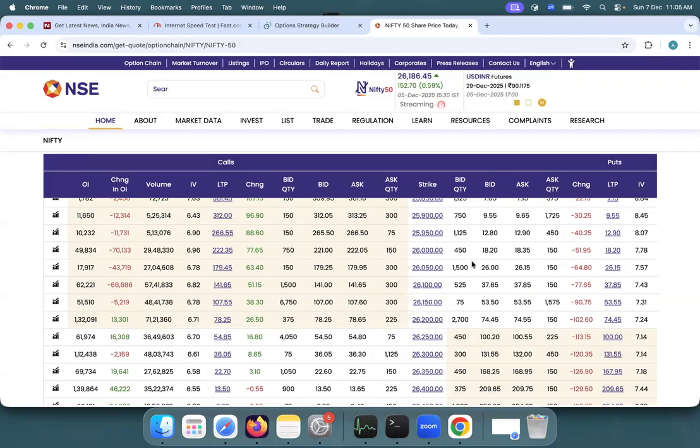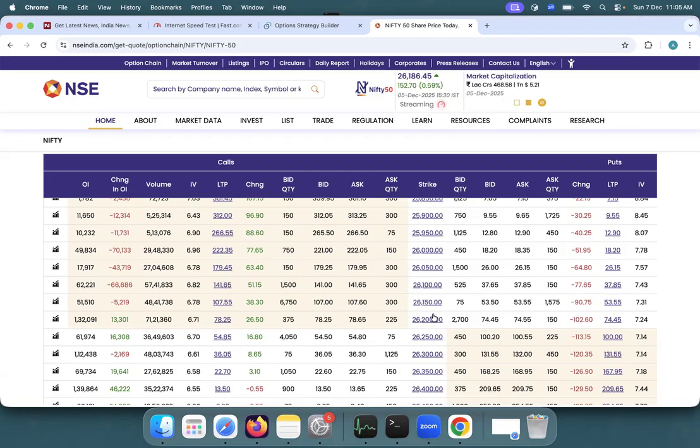For example, let's say your view is that on the 9th of December expiry, the market is going to go down. That is your analysis of the Nifty index. So how can you play this view? One option is, let's say your analysis says that the market will go to 26,100. Then you can buy a put of 26,100 if your view is that the market will go below 26,100.